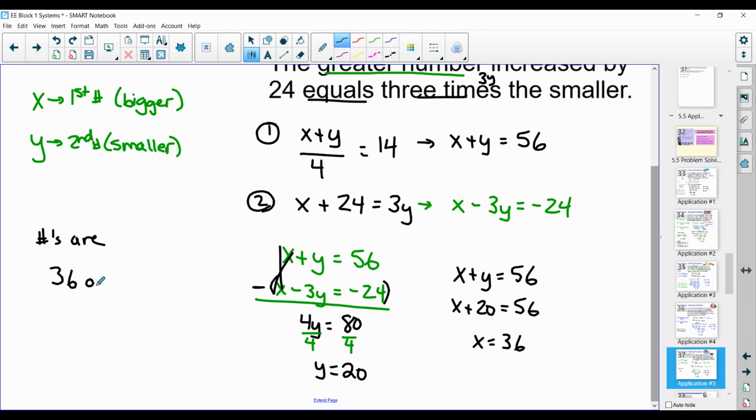So I know that my numbers are 36 and 20. Now, you've probably seen some of those Mensa puzzles. Sometimes these questions are quite common when you're looking at Mensa problems, and really it's just breaking it down using a systems of equations.